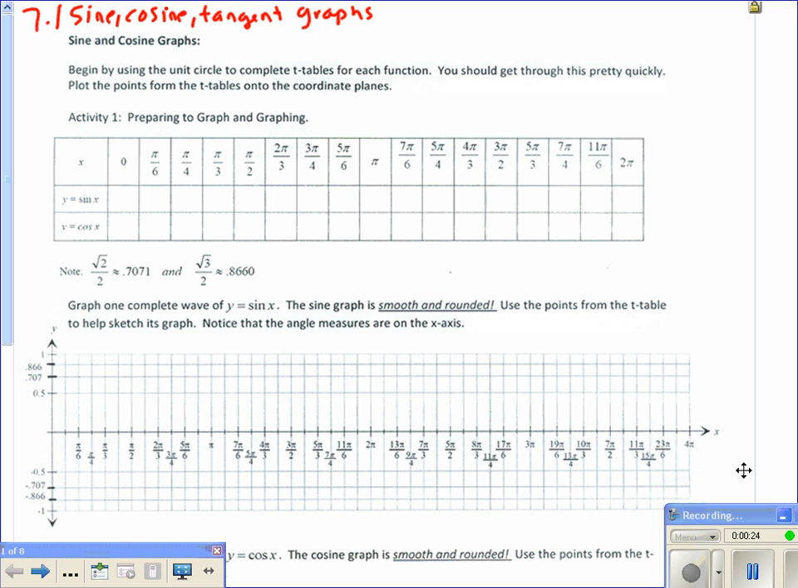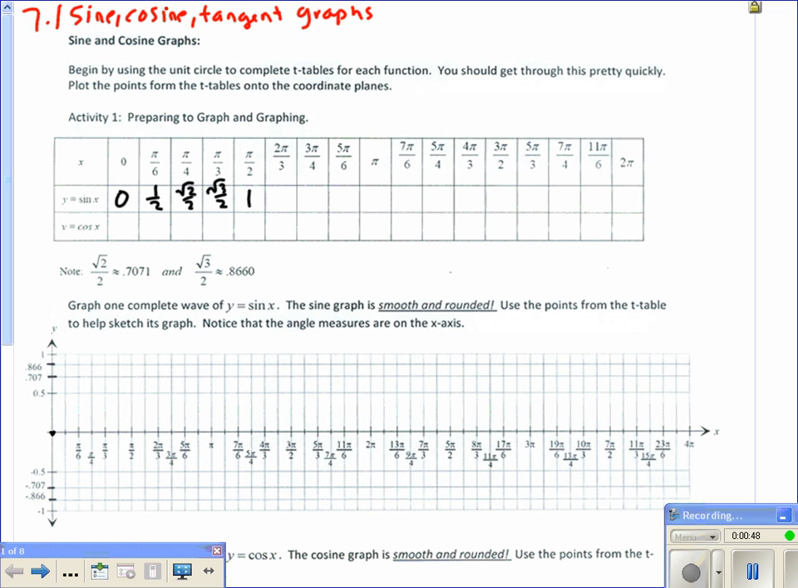So for the sine of x is 0, the sine of 0 is 0 here. The sine of pi over 6 we know would be equal to 1/2. The sine of pi over 4 is root 2 over 2. The sine of pi over 3 would be root 3 over 2, and the sine of pi over 2 is equal to 1. So you need to finish those for each of the values, and then you're going to plot those values down here.